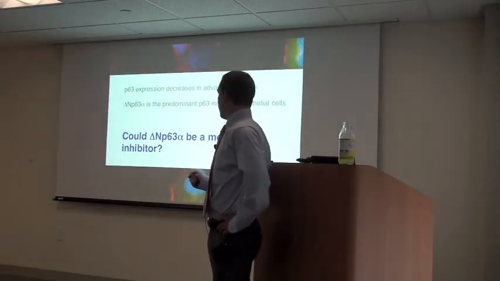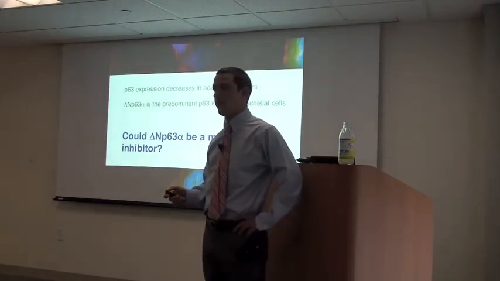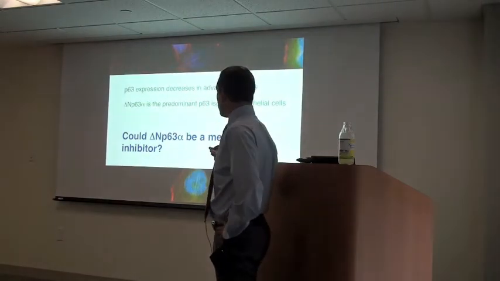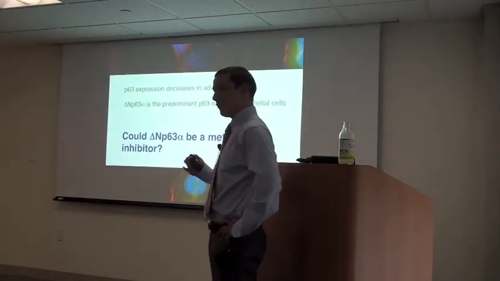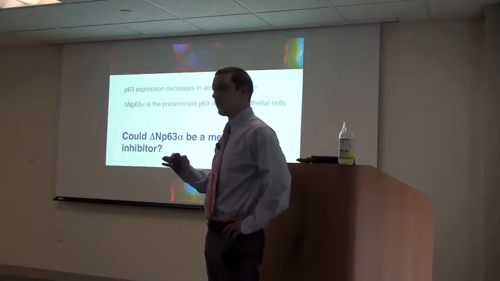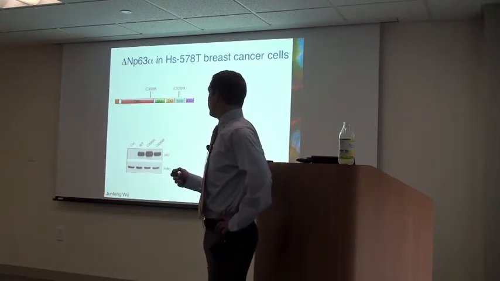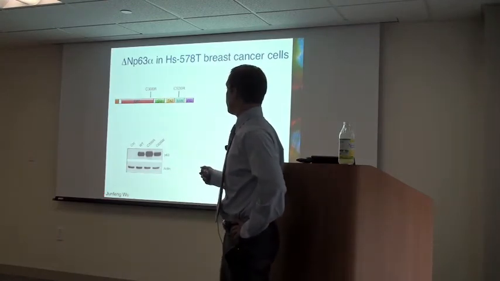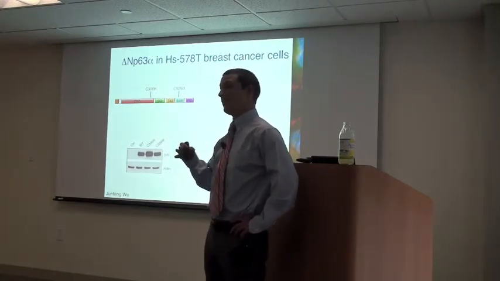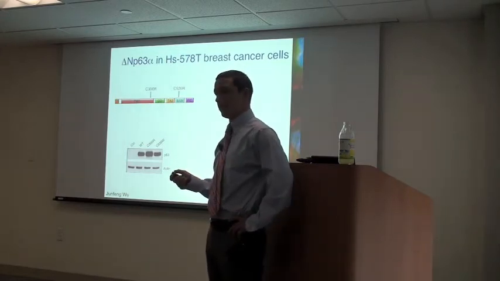And we know that ΔNp63α is the predominant p63 isoform in epithelial cells. So we asked, could ΔNp63α, the predominant isoform, be a metastasis inhibitor? To begin answering this question, Johann Wu from our lab overexpressed ΔNp63α, which from now on I'm just going to refer to as p63, in Hs578T breast cancer cells.